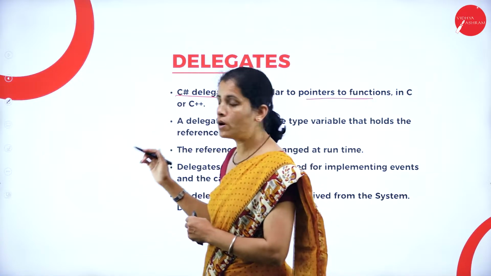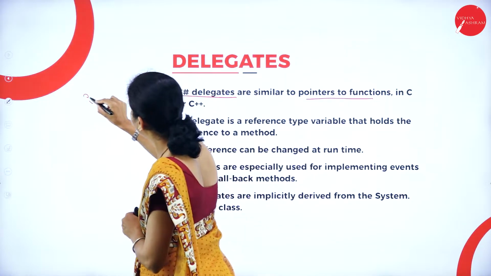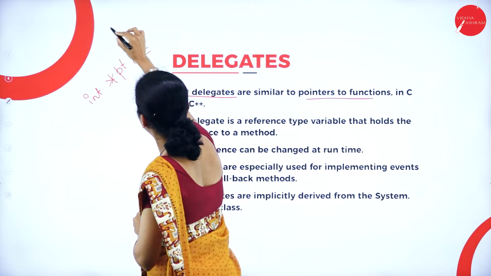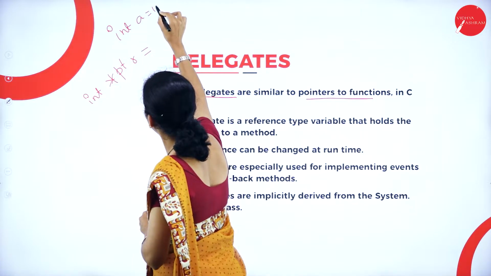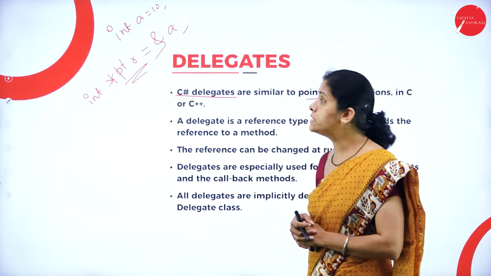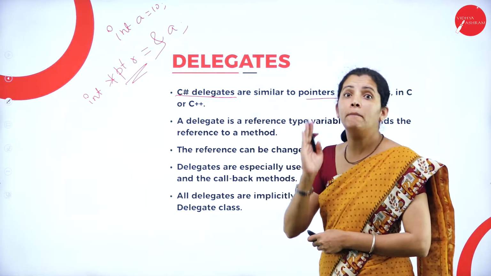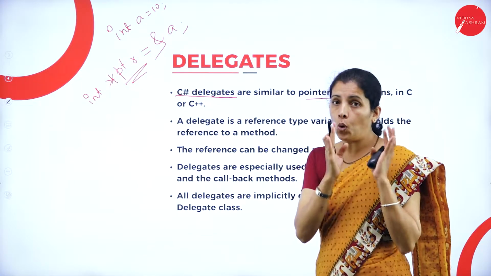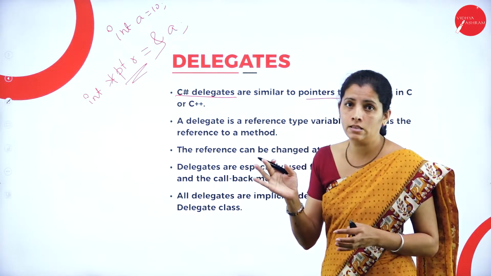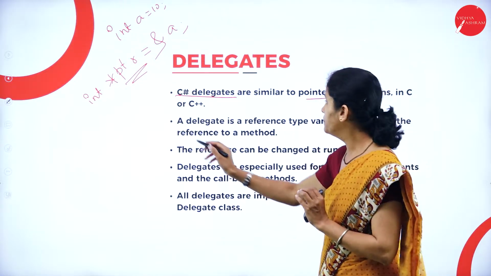If I consider a C program, a pointer is nothing but a variable. For example, if I write int *ptr, and I have int a = 10, and if I write address of a, then this pointer ptr holds the address of a. But here it holds the address of a method. See the difference? In C it holds the address of a variable, but here it holds the address of a method. So it is known as a delegate. So delegates are nothing but pointers.